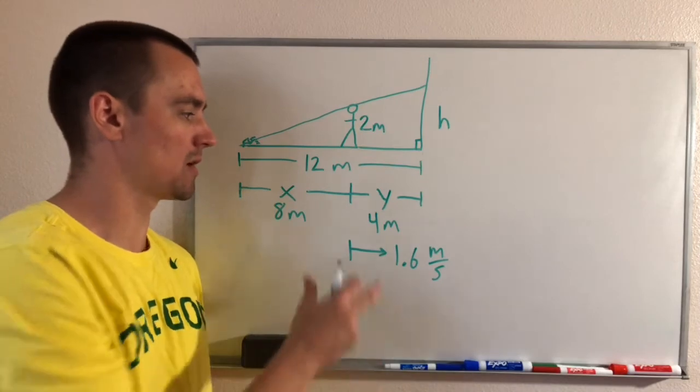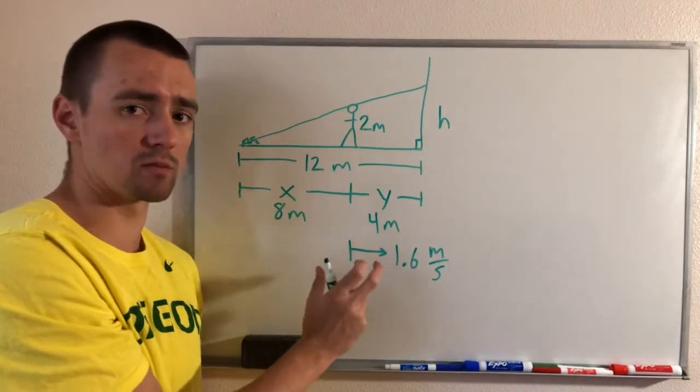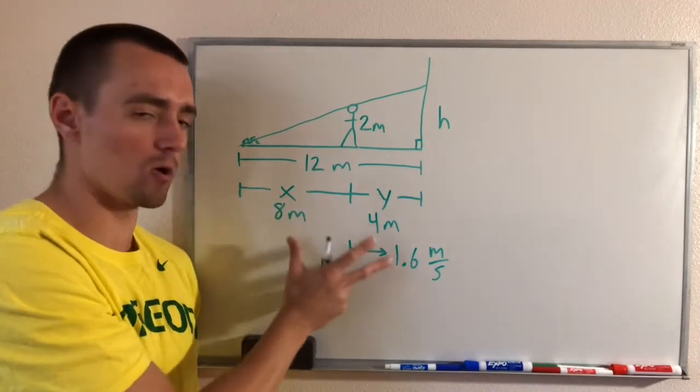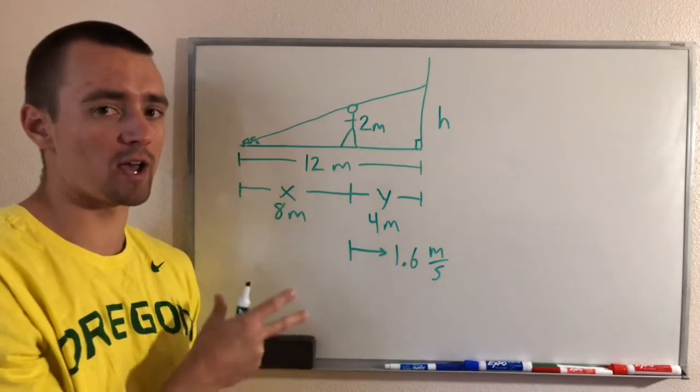So if you want to think about how quickly Y and X are changing, basically Y is going to shrink, or become smaller, at a rate of 1.6 meters per second, and X is going to grow at a rate of 1.6 meters per second. So this is pretty much all the information we have.